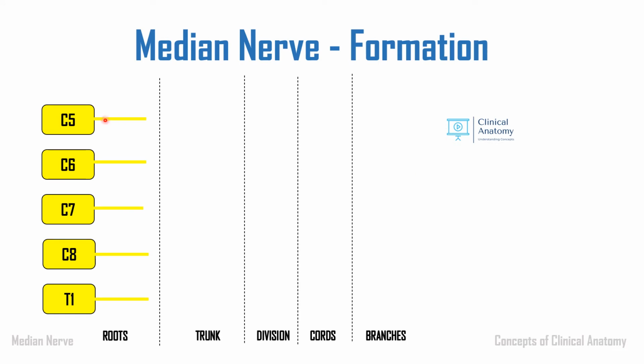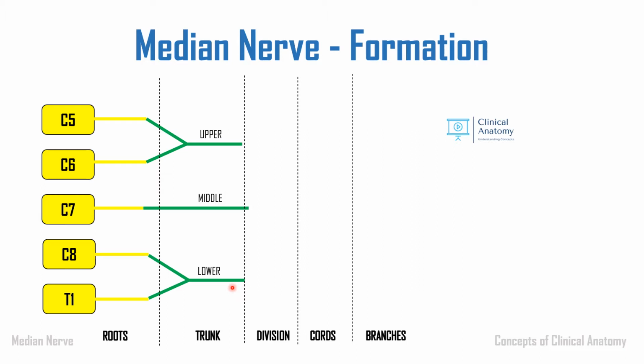We all know the brachial plexus arises from the ventral primary rami of C5, C6, C7, C8 and T1 roots. So these are the ventral primary rami. From that, C5 and C6 roots combine to form the upper trunk. C7 alone continues as the middle trunk. C8 and T1 combine to form the lower trunk.